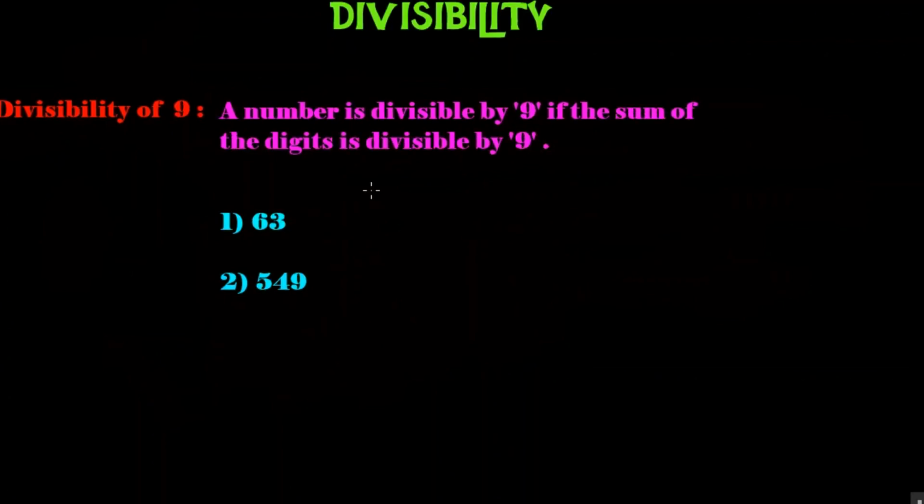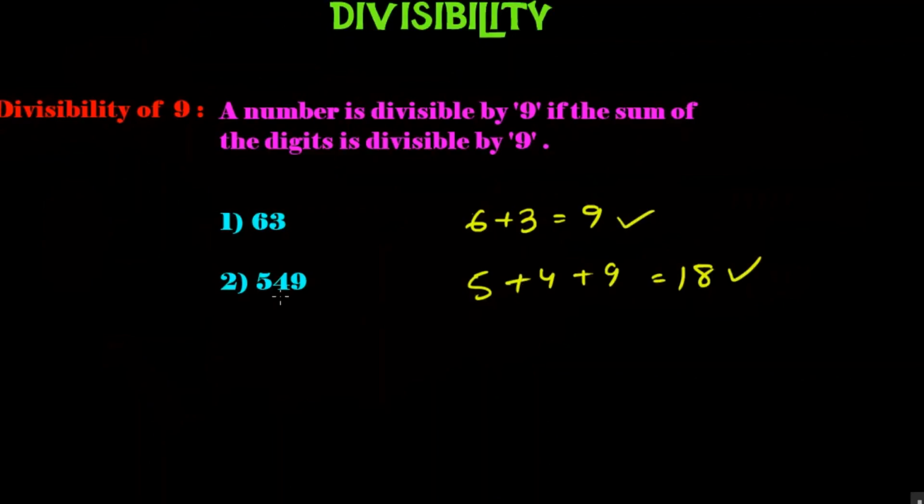Now for divisibility of 9, our number is divisible by 9 if the sum of the digits is divisible by 9. Here, taking 63 as example, the sum of the digits is going to be 6 plus 3, that is going to be 9. Therefore, this is divisible by 9, hence 63 obviously is divisible by 9. Taking a second number, that's 549 as example, we can see that 5 plus 4 plus 9, that's going to be 18. It is divisible by 9, therefore 549 is divisible by 9.